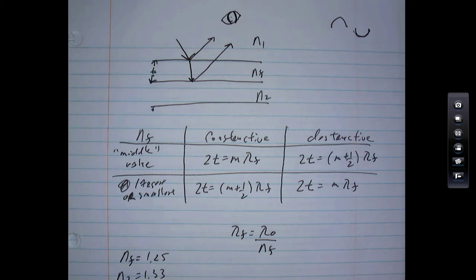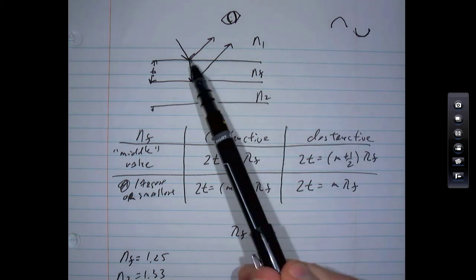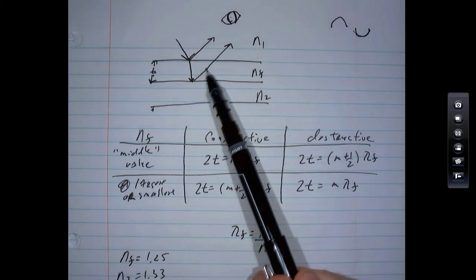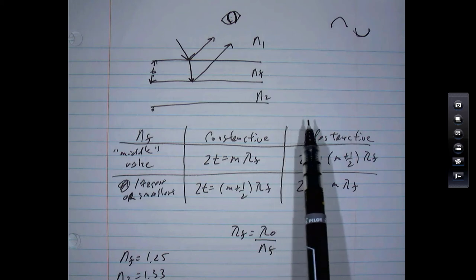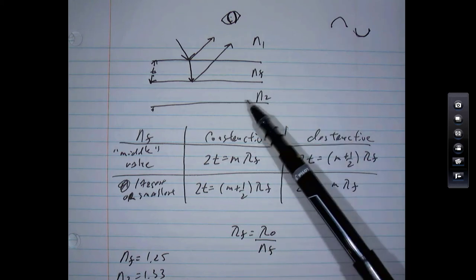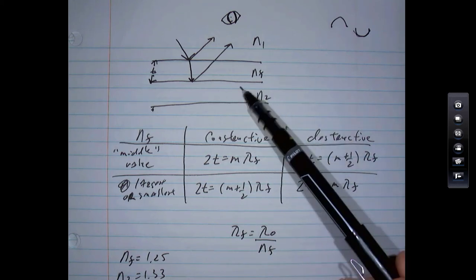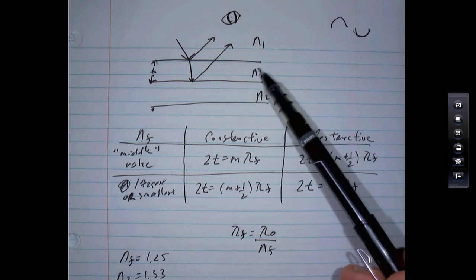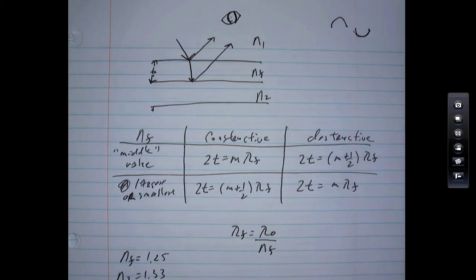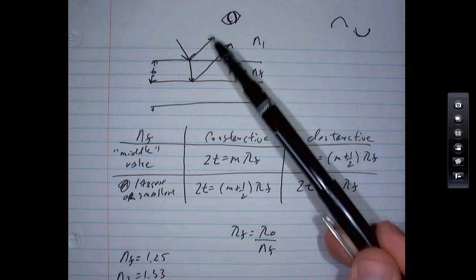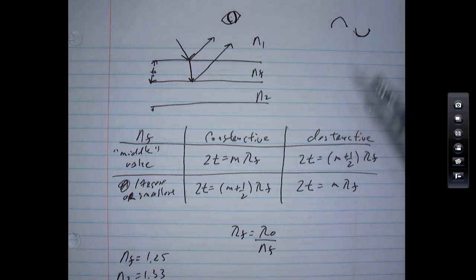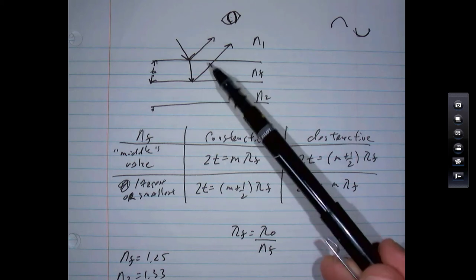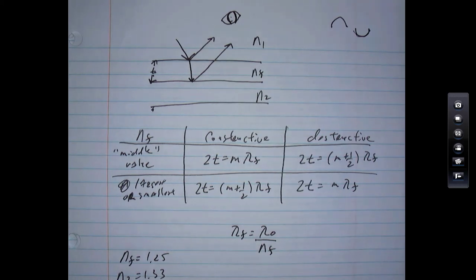So we've got to put all of this information together. Also, when light is reflected from this interface, it may or may not undergo a phase change. If the index of refraction of N2 is bigger than N1, you also get a phase change. So you may have one here, you may have one here. If you have a phase change here and a phase change here, that could possibly work in our favor, because now you've got two phase changes and they cancel each other out.